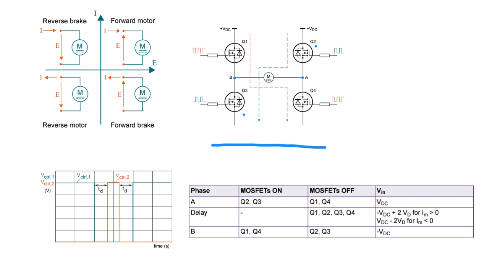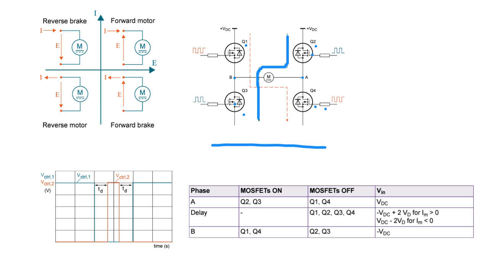Which MOSFETs are in the on position? Q2 and Q3. Q1 and Q4 are in the off position. Whereas for negative current, don't forget, in DC motor application we have one positive and one negative current, because we have two cables, one positive and one negative. For negative current, Q1 and Q4 are turned on. This is negative current.